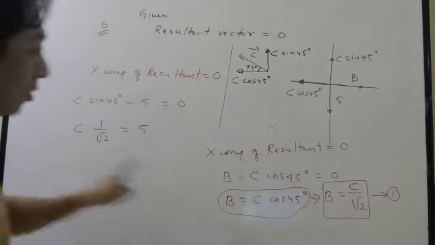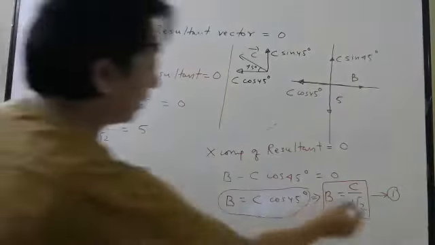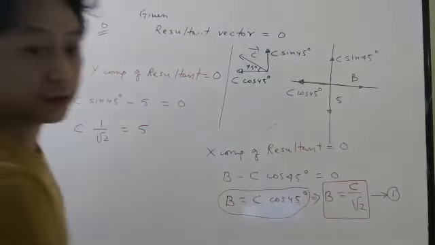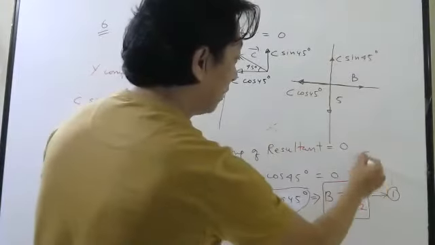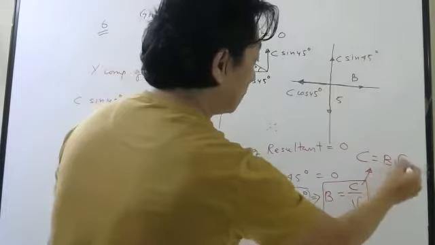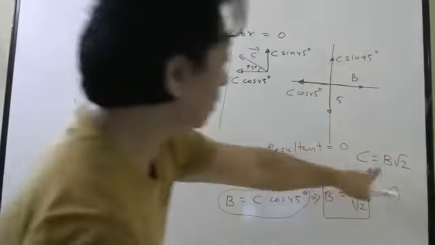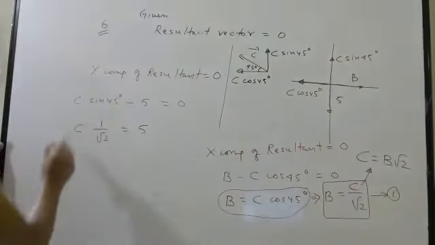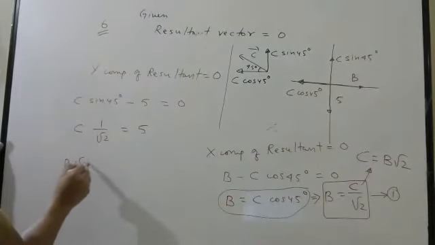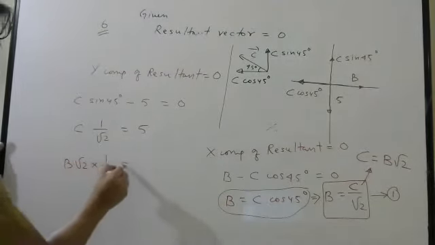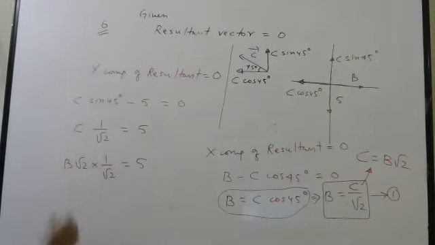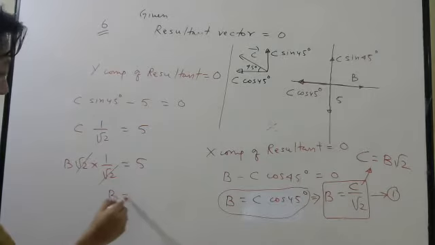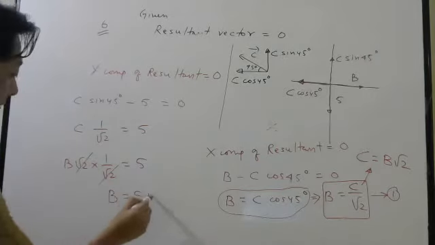Now what was the value of C we found from here? If you cross multiply, what will be C? Is it visible? Here. C will be B root 2. So I can substitute this here. So C I can write as B root 2 into 1 by root 2 equals 5. Correct? So B is equal to 5 meter.